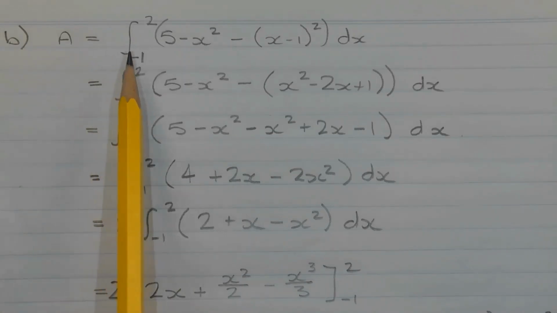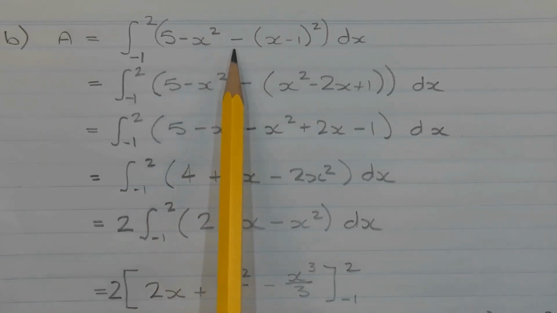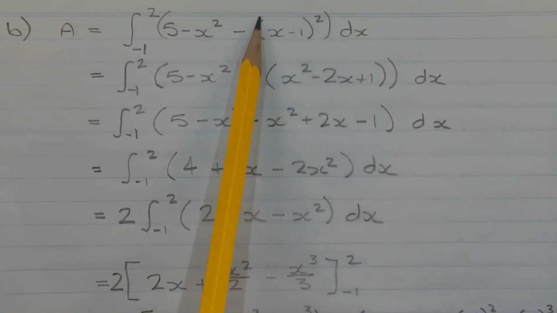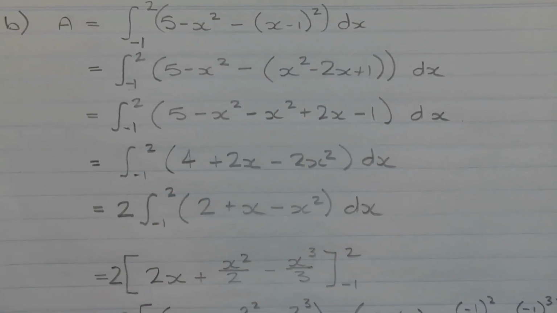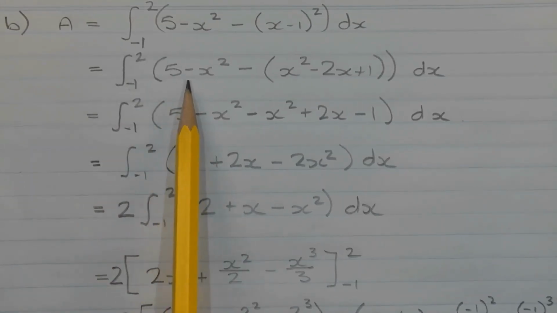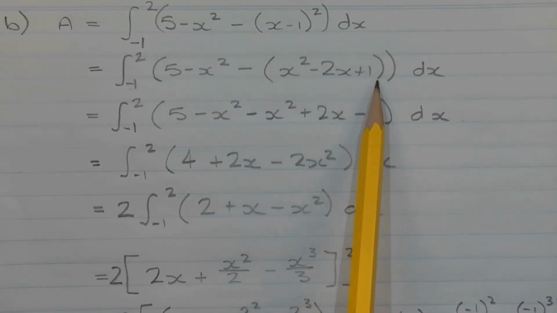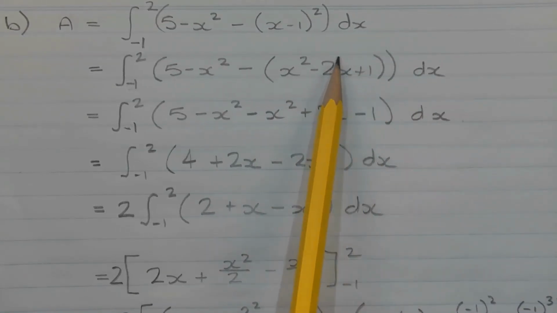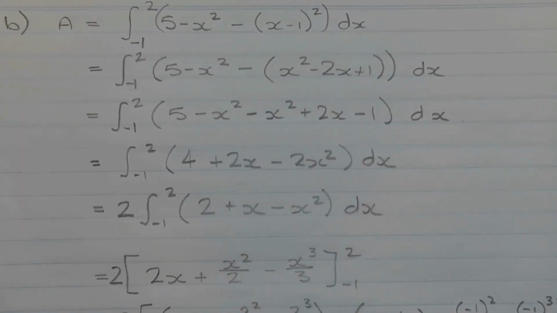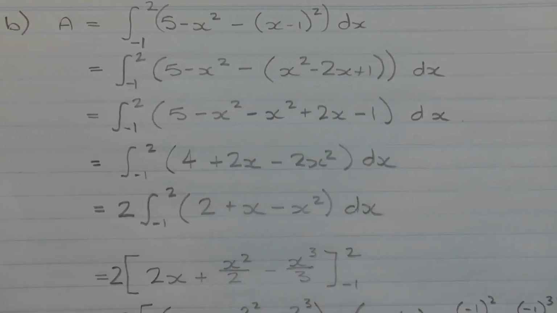So the area A is given by the integral from x equals negative 1 to x equals 2 of 5 minus x squared minus (x minus 1) squared dx. Expanding this bracket using perfect square expansion, we get the area is equal to the integral from x equals negative 1 to x equals 2 of 5 minus x squared minus (x squared minus 2x plus 1) dx. It's important to keep the expansion in brackets for now. In the next step, I'm going to expand this bracket, so this negative will be multiplying all terms inside this bracket.